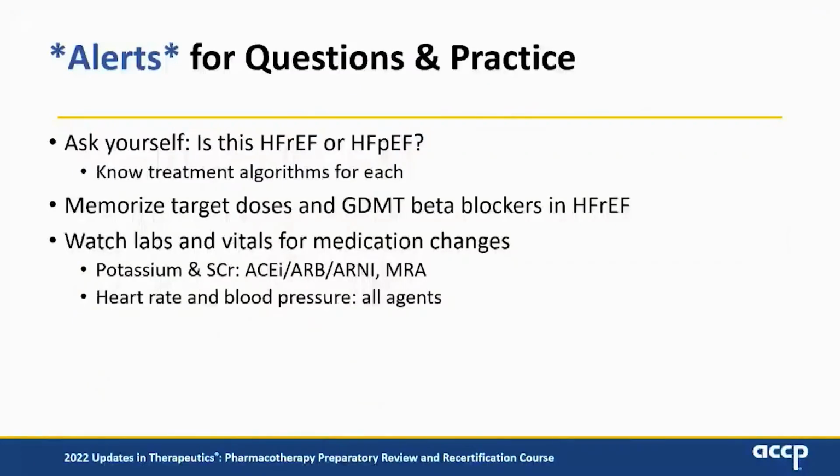So, some summary points for heart failure. When you have a heart failure case, ask yourself, is this HFrEF or HFpEF or something in between? That's going to help you think through your therapy. So I would commit those algorithms to memory, and then also learn your target doses for your RAS inhibitors and your beta blockers. Also, watch your patient's labs and vitals. So things like a high potassium or high creatinine might preclude your ability to use or titrate certain therapies. That can help you narrow down your answer choices. And then also watching your patient's vital signs might also help you narrow down what answer is best in your patient.